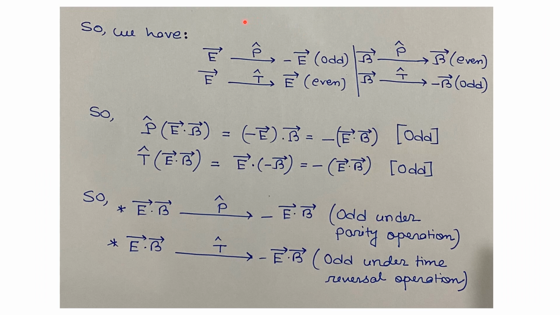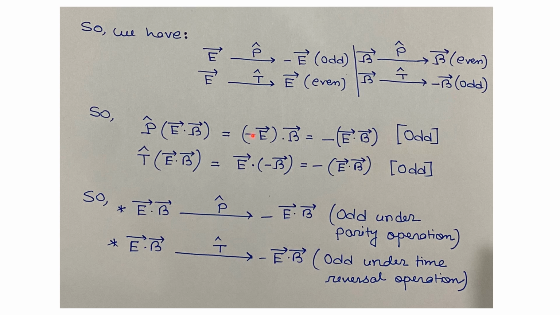So in summary, under parity operation, the electric field vector E flips its sign, so it will become minus E vector, but under time reversal operation, it doesn't change its sign. In the case of the magnetic field vector, it doesn't change its sign under parity operation, but under time reversal operation, it changes its sign.